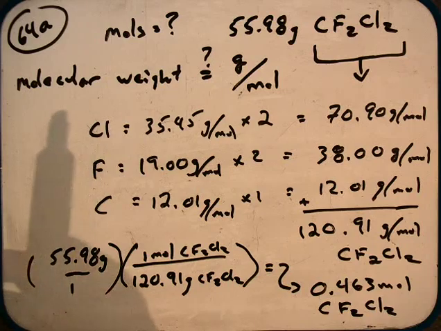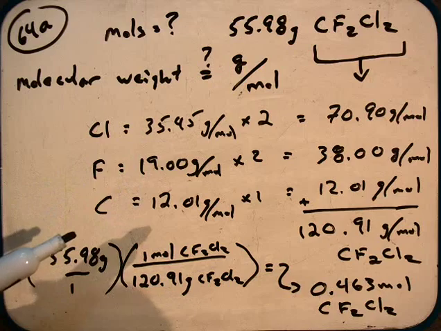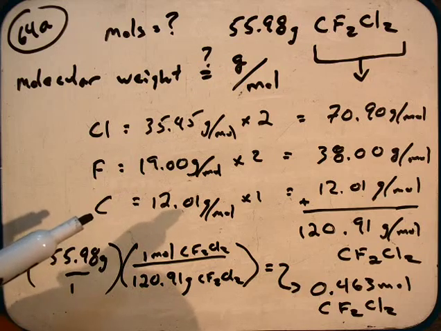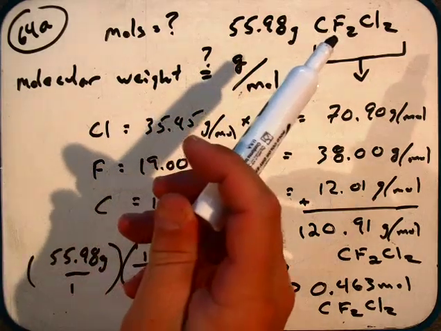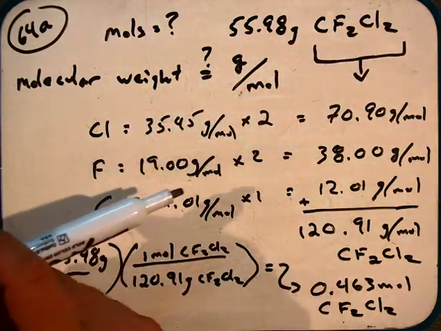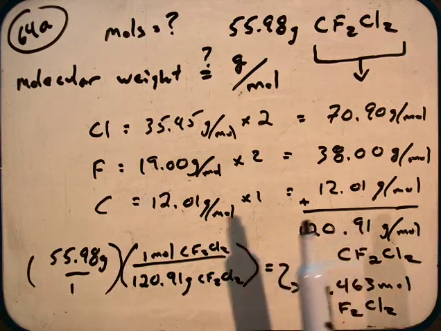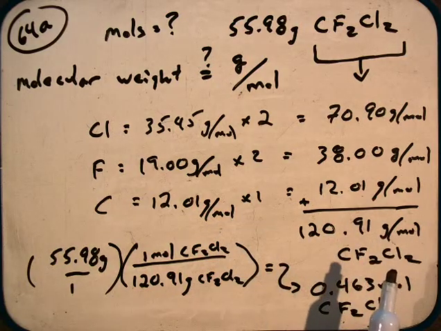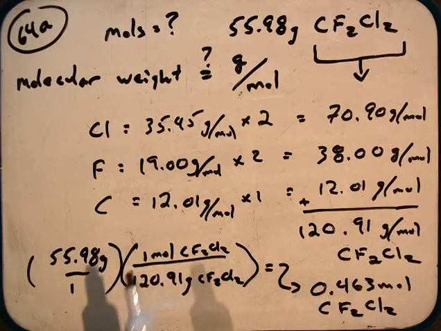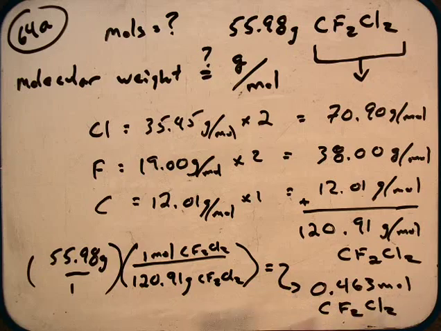So we sum up all the atomic masses for the elements found in the molecule. We multiply them by the coefficient or ratio that they are in with regards to the molecule. Sum up all those masses to get the molecular weight for the compound, and then use that as a conversion factor to go from mass to moles. That's number 64, part A.